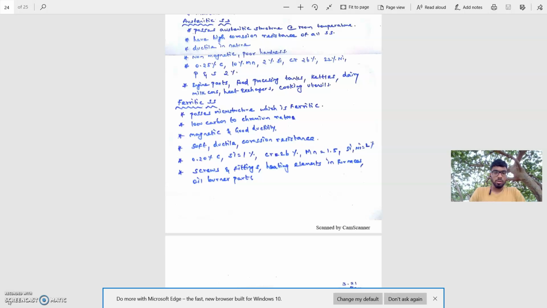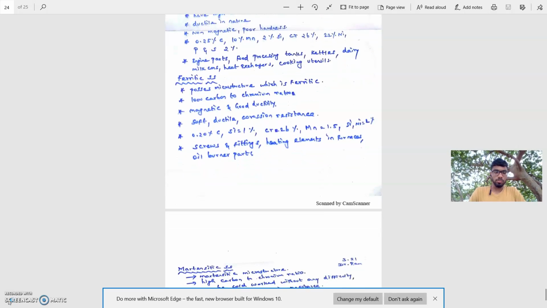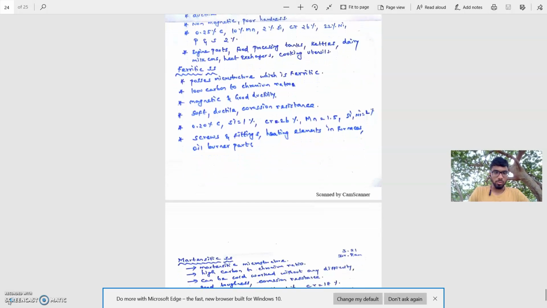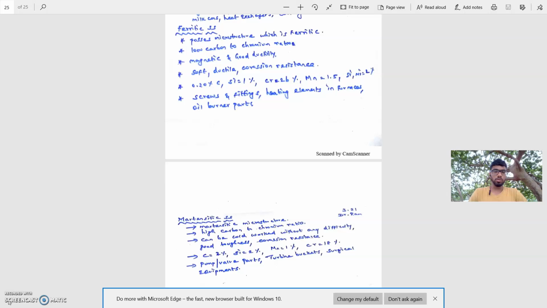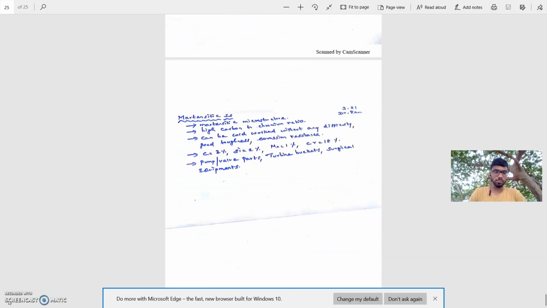Ferritic stainless steels possess a microstructure which is ferritic. They have a very low carbon to chromium ratio. They are magnetic and have good ductility. They are very soft, ductile, and have corrosion resistance. It consists of 0.20% carbon, silicon 1%, chromium 25%, manganese 1.5%, silicon and nickel of 2%. Applications of ferritic stainless steels are screws and fittings, heating elements in furnaces, oil burner parts.